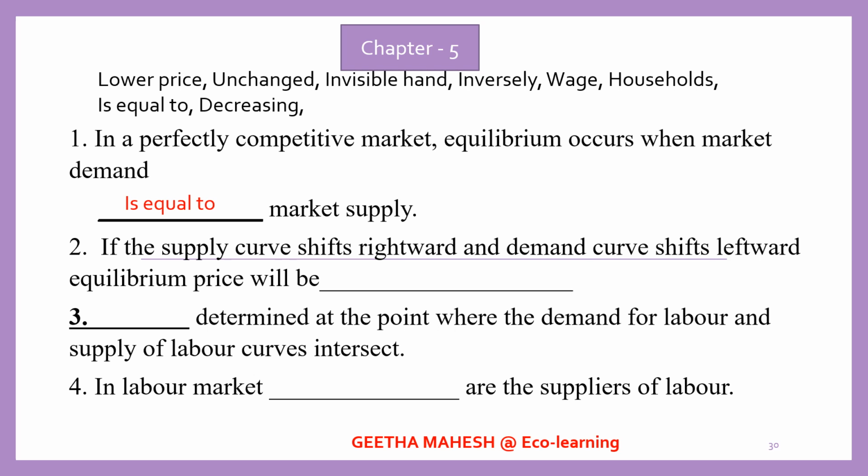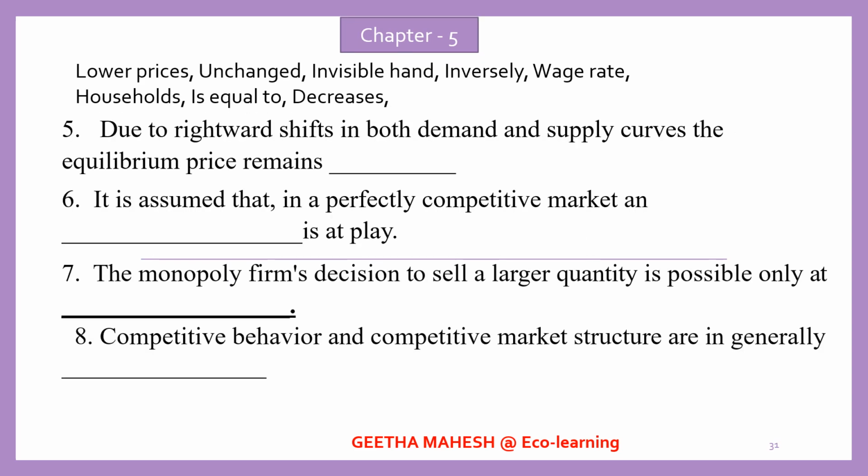If the supply curve shifts towards right and demand curve shifts leftward, equilibrium price will be decreasing. Wage is determined at the point where demand for labor and supply of labor curve intersect. In a market, households are the suppliers of labor. Due to a rightward shift in both demand and supply curves, equilibrium price remains unchanged. It is assumed that in a perfectly competitive market, an invisible hand is at play.